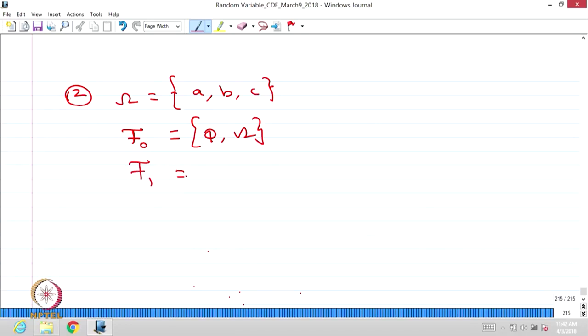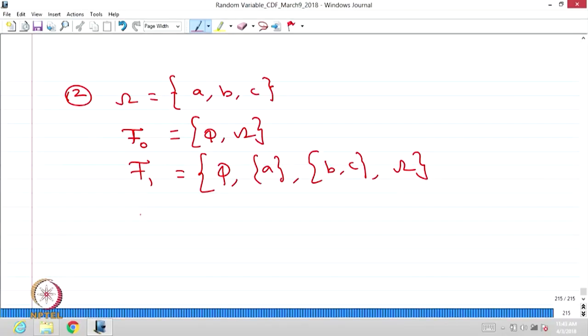Another sigma field which I can create: empty set, I take a singleton element A, B and C together. Therefore, A complement is B and C, B and C complement is A, and the union of A, B and C becomes the whole set. You can verify F1 is a sigma field because it satisfies all three conditions of the sigma field.